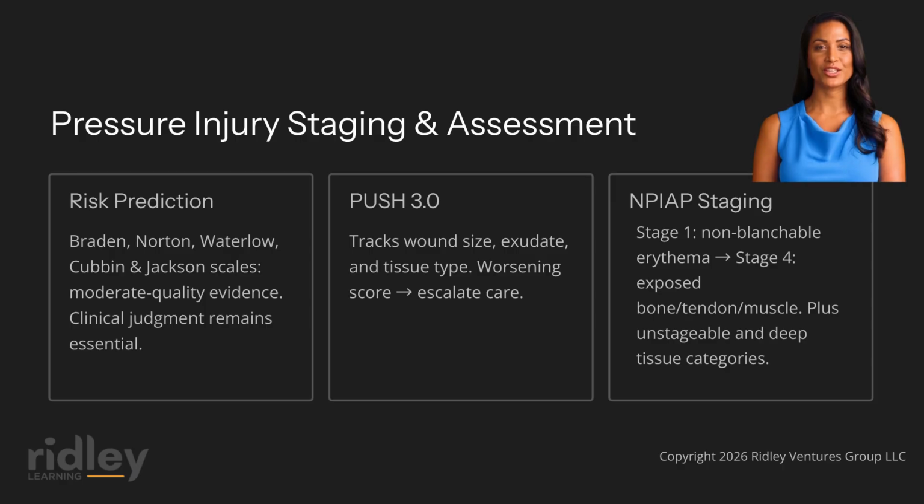The National Pressure Injury Advisory Panel, or NPIAP, staging system categorizes pressure injuries from Stage 1 non-blanchable erythema of intact skin through Stage 4 full-thickness tissue loss with exposed bone, tendon, or muscle, with additional categories for unstageable injuries and deep tissue pressure injuries. Accurate staging requires clinical skill in tissue assessment and recognition of anatomical landmarks, and it's essential for appropriate treatment selection and outcome benchmarking across healthcare settings.